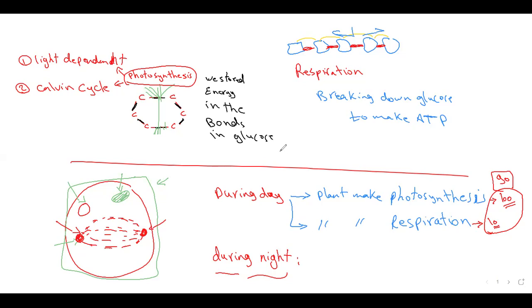But during the night, there is no light, so no oxygen is produced. The plants make cellular respiration alone.